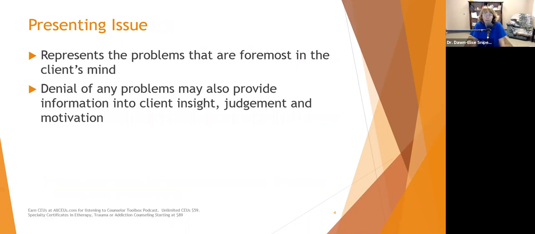Denial of any problems may also provide you information into their insight, judgment, and motivation. So with that example that I just used, with the person denying that there was a problem that needed assistance, they may not have insight into the depth of the problem, or they may not have insight into how their emotional issues are impacting their relationship with their significant other and why that person is so adamant that they get treatment. We do want to pay attention to these things.